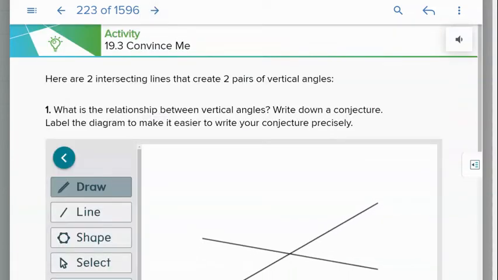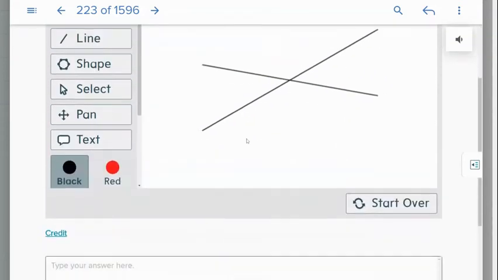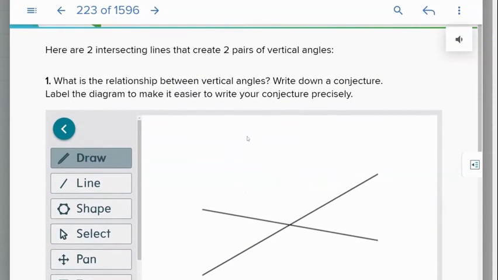All right, 19.3, convince me. Here are two intersecting lines that create two pairs of vertical angles. What is the relationship between the vertical angles? Write down a conjecture. Label the diagram in a way that makes it easiest to write your conjecture precisely. So the vertical angles, what does that mean?